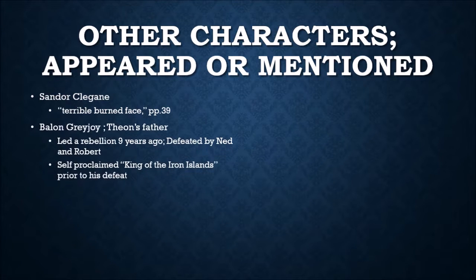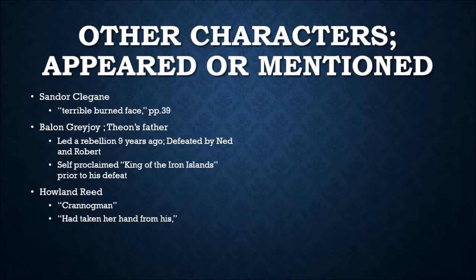We learn more about Balon Greyjoy, who is Theon's father. He led a rebellion 9 years ago, but was defeated by Ned and Robert, which is why Theon currently serves as Ned's ward. He's the self-proclaimed king of the Iron Islands prior to his defeat, and they sort of shut that down. Real quick, we learn more about Howland Reed, who is a Crannog man. We'll learn more about that, I presume.